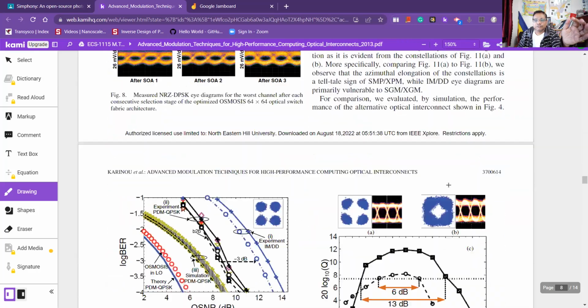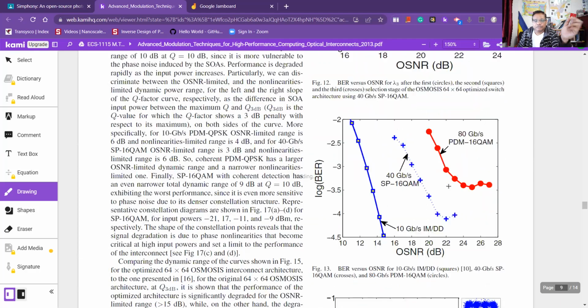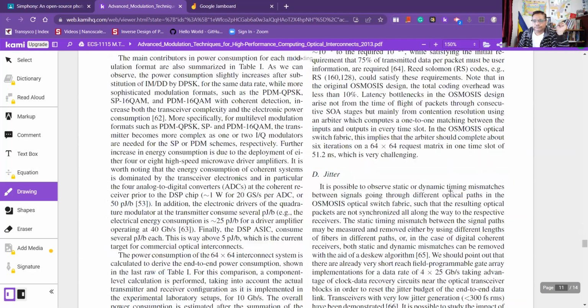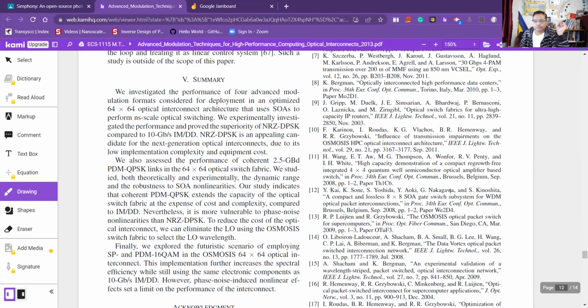So I'm going down to the reference section of this article. We can see here 14, 15. Suppose this 14 number is this one. The title of the article is "The Data Vortex Optical Packet Switched Interconnection Network." This was published in IEEE Journal of Lightwave Technology, volume number 26, issue number 13. Pages are from 1777 to 1789, and it was published in the July issue of 2008.